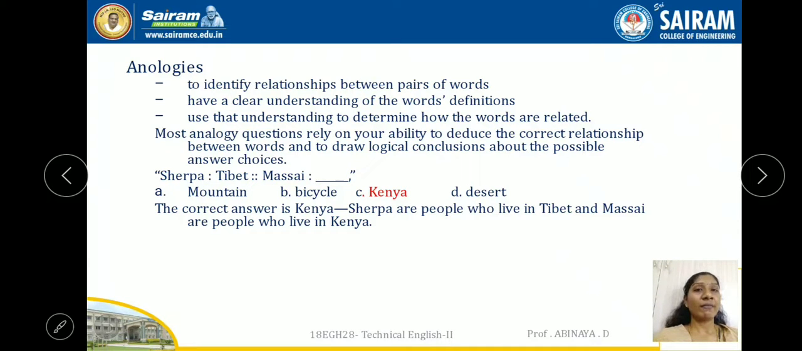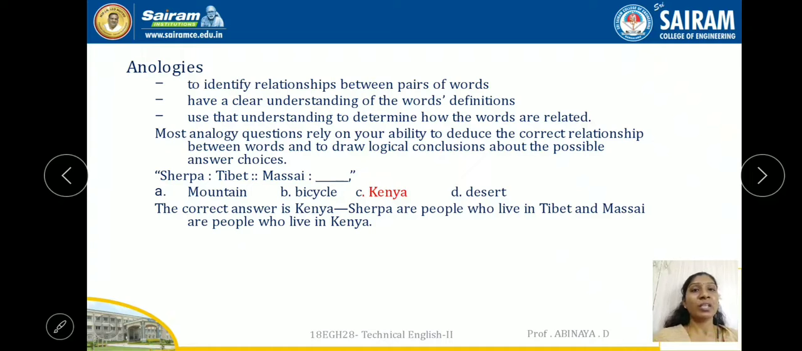To fill the missing word, have a clear understanding of the words already given and use that understanding to determine how the words are related. Most analogy questions rely on your ability to deduce the correct relationship: first find the correct relationship between the words, and then draw the logical conclusion about the possible answer choices.